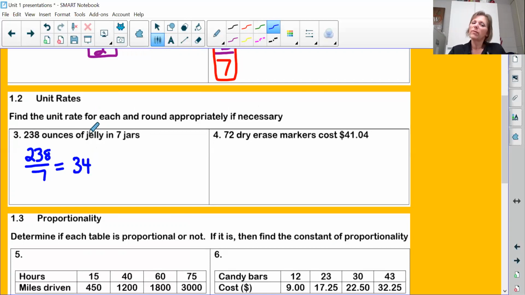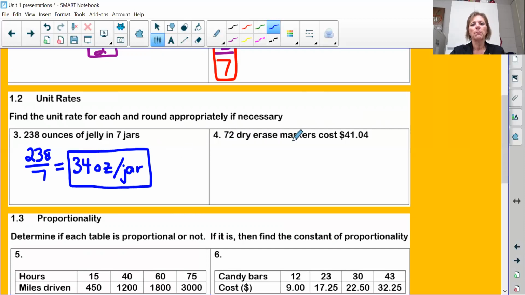Okay, now remember this is sort of like a word problem, so you have to put what it is. So this is 35 ounces per jar. Okay, and I'm going to put a box around that. Again, super simple.